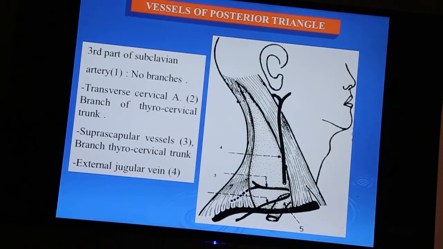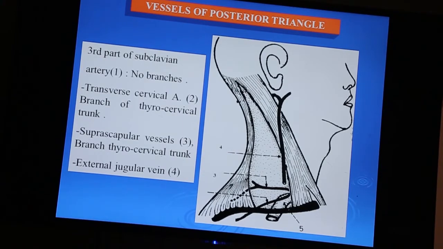Vessels of the posterior triangle. Third part of subclavian artery. So we have the subclavian artery, the third part of the subclavian artery. These are branches of the third part of the subclavian artery. No branches. Transverse cervical, branches of thyrocervical trunk, supraclavicular vessels, and external jugular vein. So we have the external jugular vein, we have the third part of the subclavian artery, there are no branches.